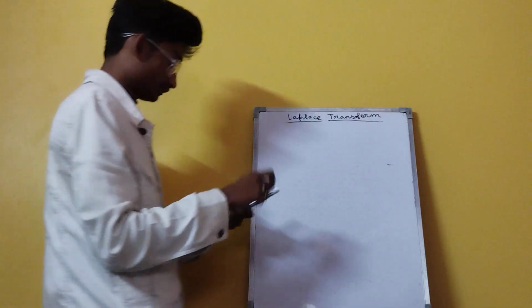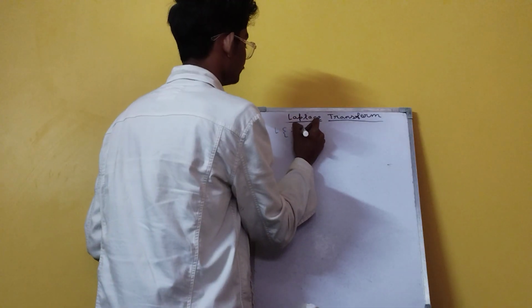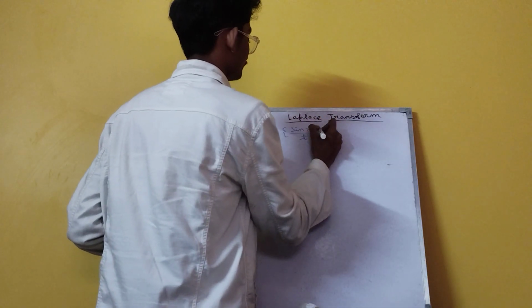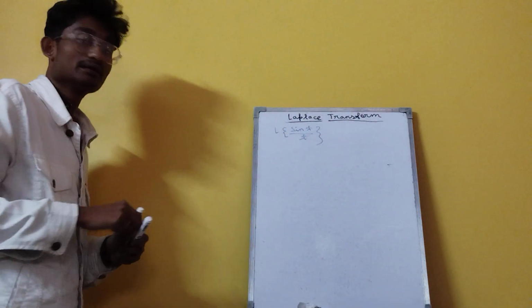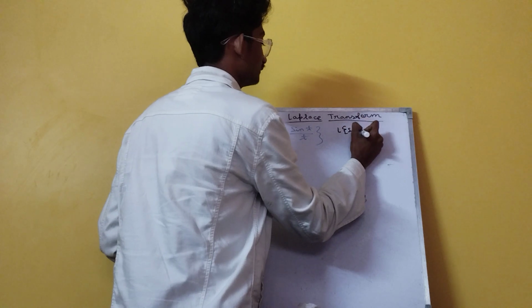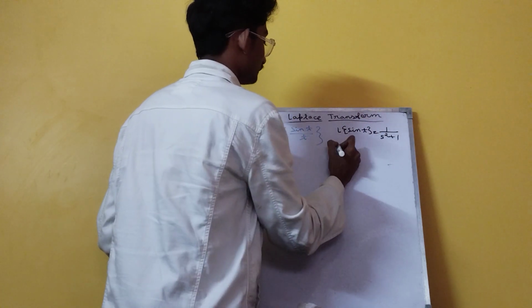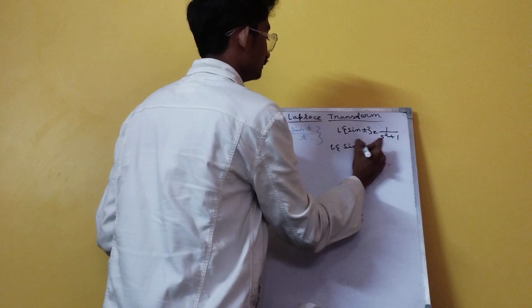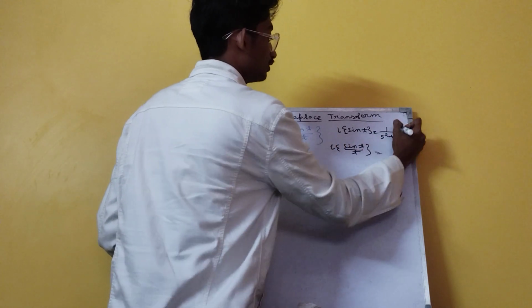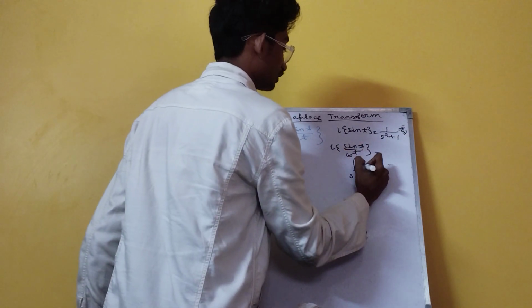So let's write one important example, Laplace of sin t by t. So how can we deal with that? Laplace of sin t by t. Laplace of sin t, that is basically 1 upon a square plus 1. So Laplace of sin t by t, it is f bar of s. Now integral from s to infinity of f bar of s ds.